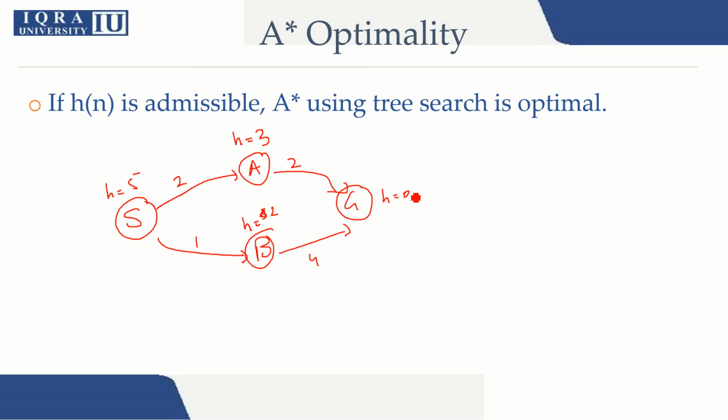Again, if you have starting from S, the value of A will be 2 plus 3, 5, and the value of B will be 1 plus 2, 3. So B will be 3. So you will expand B, and then you will see this thing B plus G. So B plus G is, so the cost for moving to G is 1 plus 4, 5, and the heuristic value is 0, and from A.